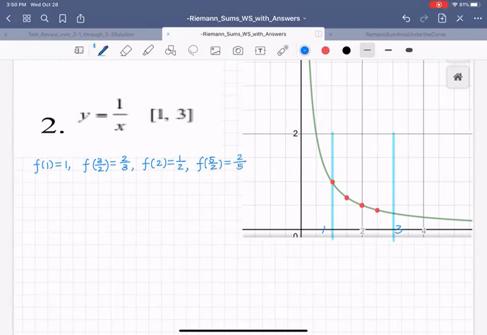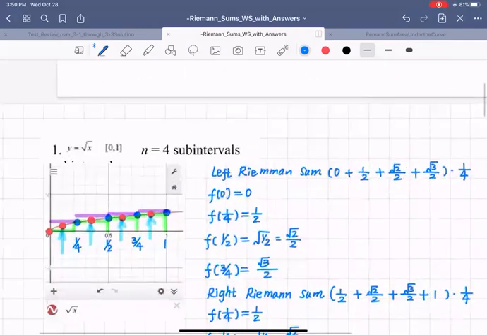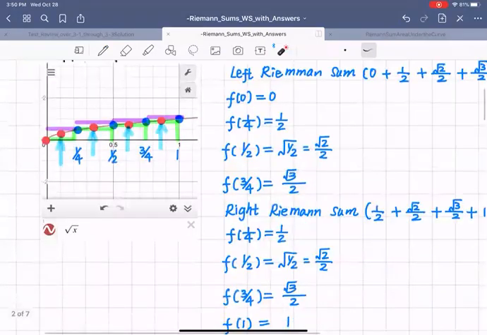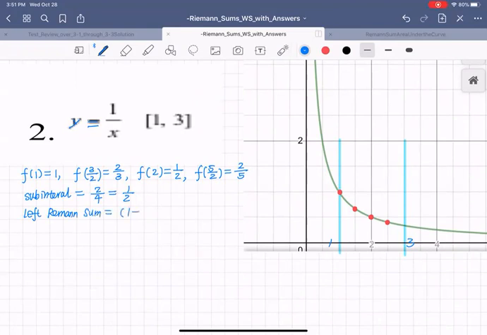All right. Now we want to do the Riemann sum from the left, and the subinterval is 2/4, right? Which is 1/2, correct? The previous one was 1/4 because it was from 0 to 1, but this one is from 1 to 3, so the subinterval is 1/2. So the left Riemann sum equals (1 + 2/3 + 1/2 + 2/5) times 1/2. Okay, this is the left Riemann sum.